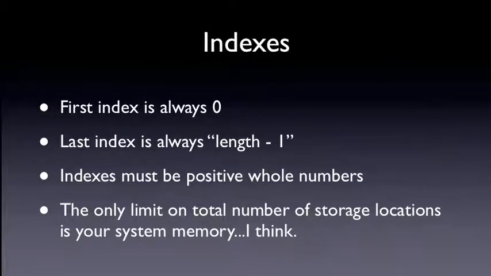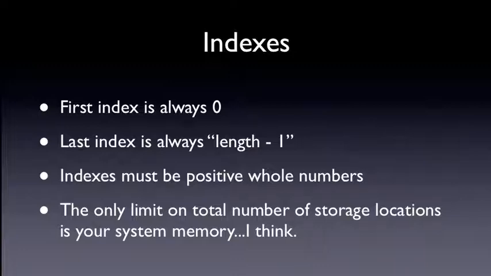A couple things about indexes. The first index of an array is always 0. The last index of an array is always length minus 1. So if the length is 3, the last index is going to be 2. If the length is 19, the last index is going to be 18 because we start at 0. Indexes must be positive whole numbers. That's really important. You can't have a negative index or an index of 2.5.